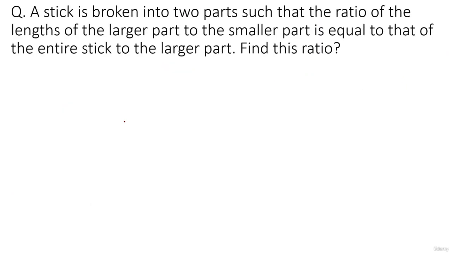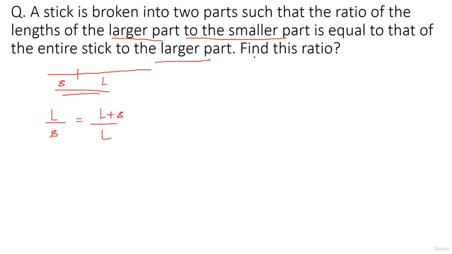A stick is broken into two parts such that the ratio of the length of the larger part to the smaller part is equal to that of the entire stick to the larger part. Find this ratio. Okay. So this is the entire stick, let's say, a very crooked stick. This is the smaller part, and this is the larger part. Now, as per the question, the ratio of the length of the larger part, which is L, to the smaller part, which is S, is equal to the entire stick, which is L plus S, to the larger part. Okay, find this ratio.